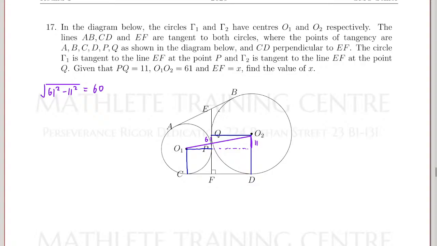Now we can attempt to find EF by using the fact that we have some common tangents here. So this is 60, immediately tells you that this is 60 as well, because the lengths of the two tangents are equal, right? Always true for these two circles. So I can label maybe the two lengths on top as A and B. So EA as A, EB as B. Then EP equals A. EQ equals B, right? Because of the common tangents.